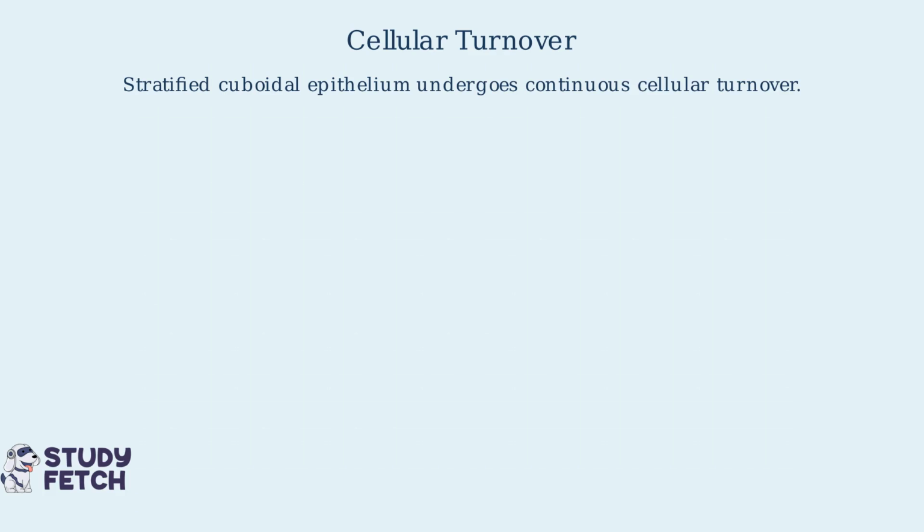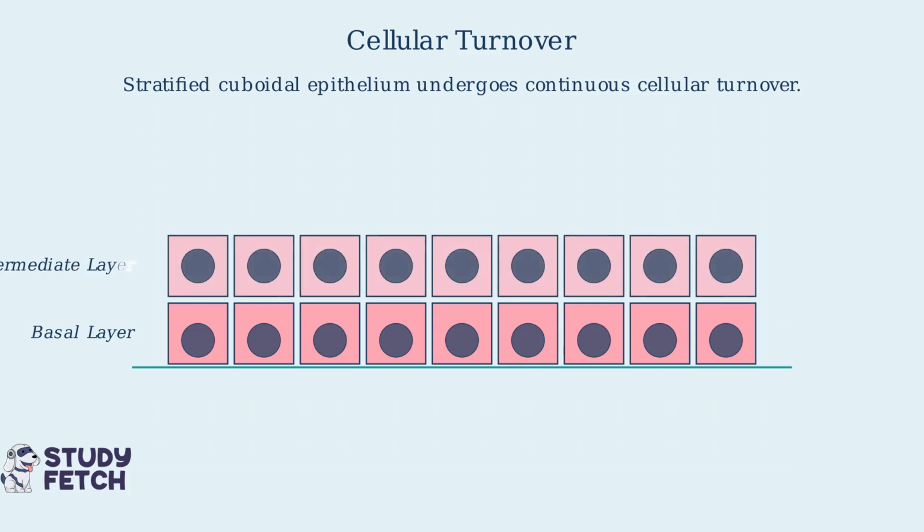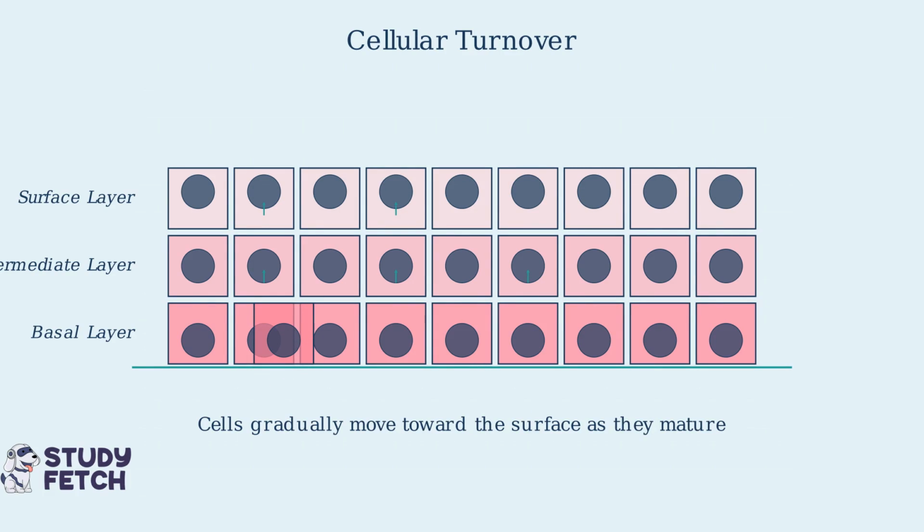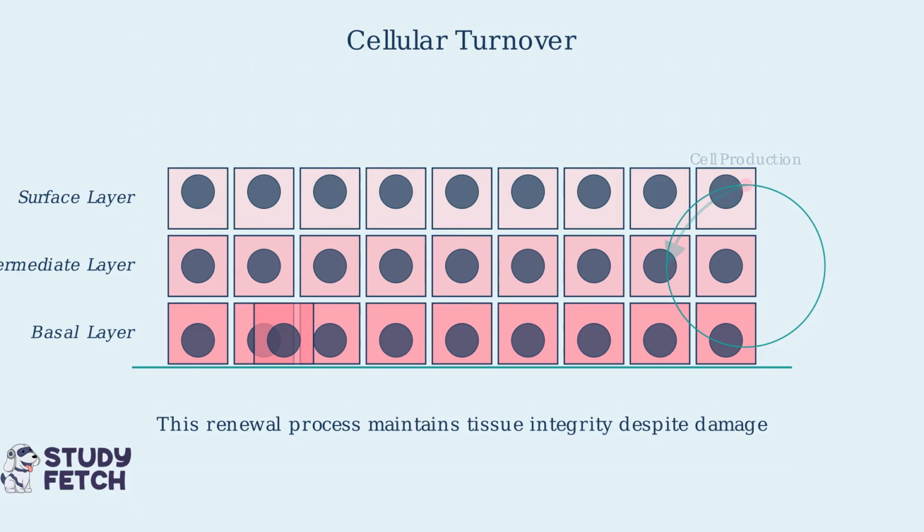Cellular turnover is a continuous renewal process in stratified cuboidal epithelium. Let's explore the epithelial tissue structure with its multiple layers of cuboidal cells. New cells are continuously produced in the basal layer through cell division. As new cells are formed, existing cells gradually migrate upward through the layers. Once cells reach the surface, the oldest cells are shed and replaced by cells from below. This continuous renewal process ensures the tissue maintains its functional integrity despite exposure to damage.